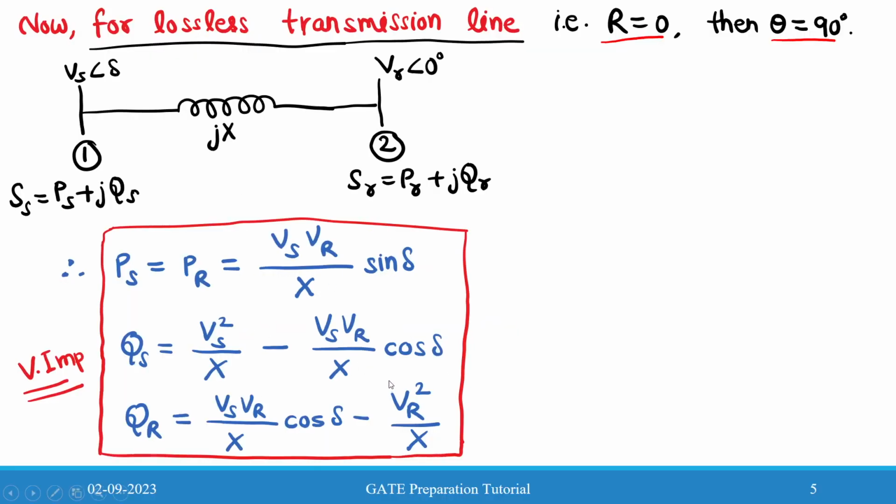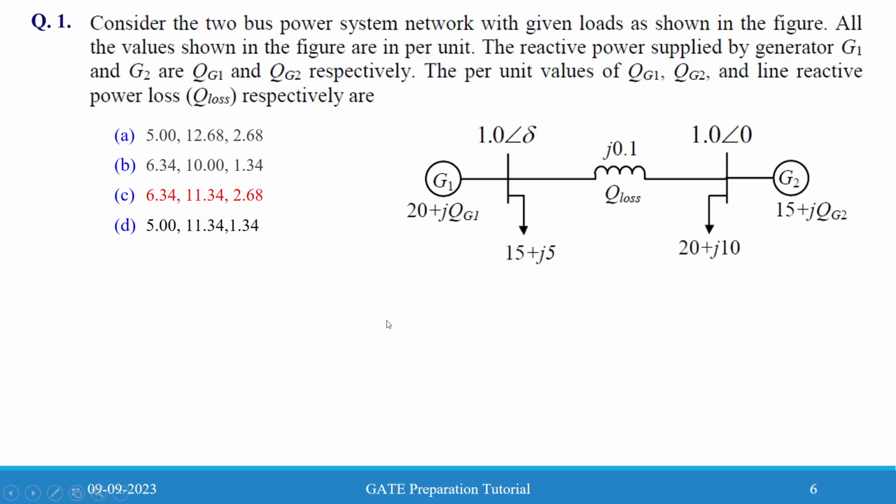Now we are going to solve the first problem of today's session. The question is: consider the two bus power system network with given loads as shown in the figure. All the values shown in the figure are in per unit. The reactive power supplied by generators G1 and G2 are Qg1 and Qg2 respectively. The per unit values of Qg1, Qg2 and line reactive power loss respectively are.